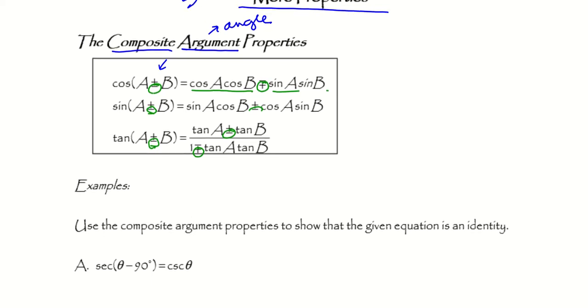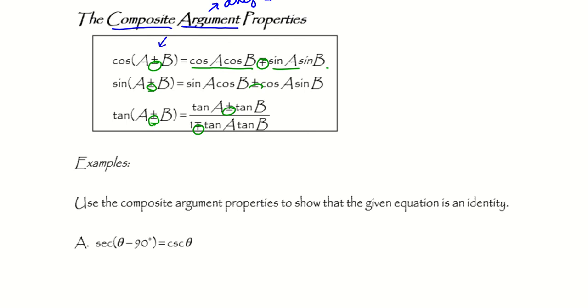So here's an example of using our composite argument properties. This says use the composite argument property to show that the given equation is an identity. So I have the secant of theta minus 90, and I know this looks like it may be exactly an identity that we proved using our cofunction identities, and I'll quickly walk through that in a minute. But these directions say specifically to use our composite argument properties. So when we look at this, I see the secant, and the argument is the subtraction of 2 angles. So my theta is my A, and my 90 degrees is my B, and we are doing A minus B.